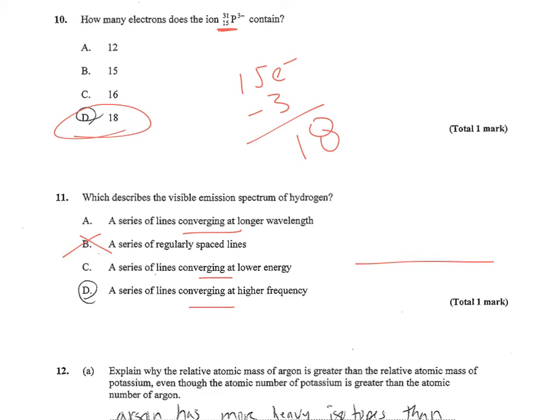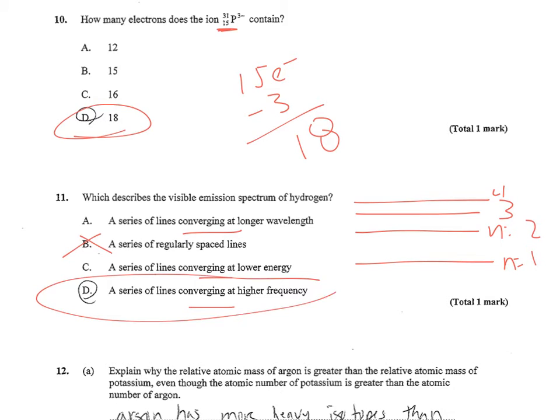You're expected to remember that when you're at N1, the biggest step is to N2, and then it gets closer to N3, and even closer to N4. This is your higher frequency. So D, the lines converge at higher frequency for hydrogen or any element spectra.